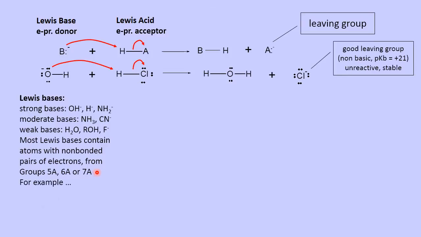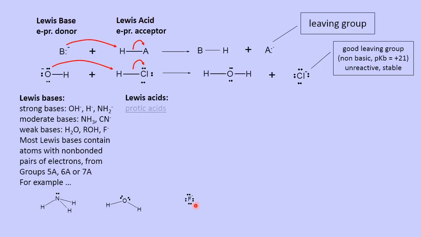For example, ammonia, a group 5A atom, has one non-bonded pair of electrons. Oxygen in water, a group 6A atom, has 2 non-bonded pairs of electrons. And fluoride, a group 7A anion, has in fact 4 non-bonded pairs of electrons. Let's look at Lewis acids next. So what constitutes a Lewis acid?